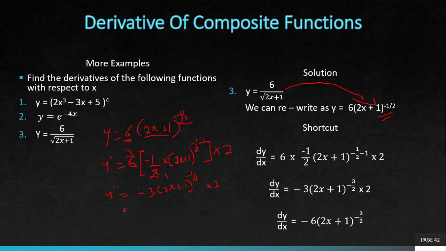If we multiply 2 into it, we get minus 6 times the function. We get this as our value, and that is the simple shortcut to finding the derivative of a composite function. I hope you understand this shortcut.